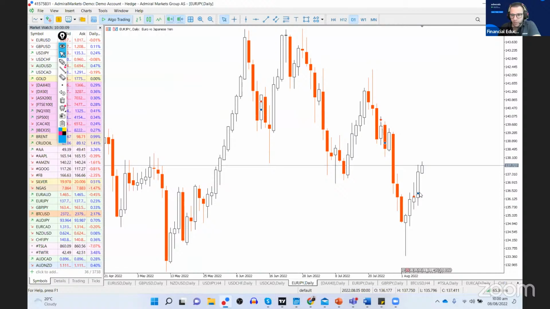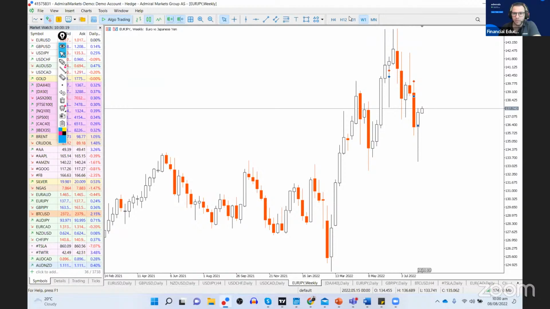Then let's go to Euro JPY. I know there are a few people trading this pair, and it's something I trade intensively lately because of this nice downtrend here. On the weekly chart, we have this.